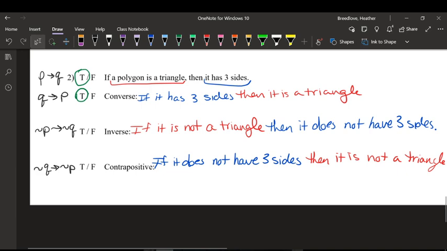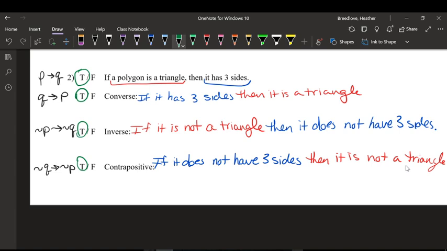Well, then the negations should be changing the truth value. If it is not a triangle, then it does not have 3 sides. That is true, because if it had 3 sides, then it would be a triangle. So this is also true. So the negation didn't work. We have a special case. One more, the contrapositive. If it does not have 3 sides, then it is not a triangle. That's true. If it has any other number of sides, it's going to have a different name. So these are all true.